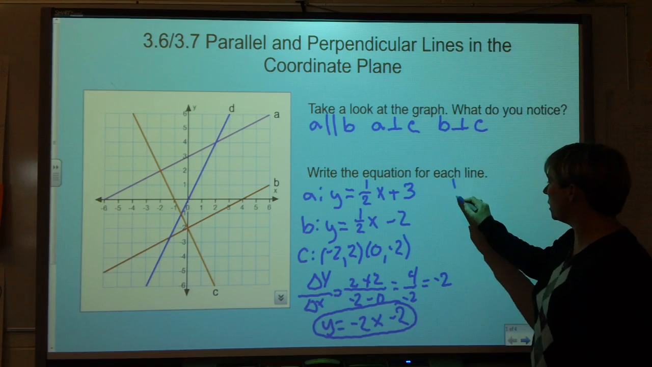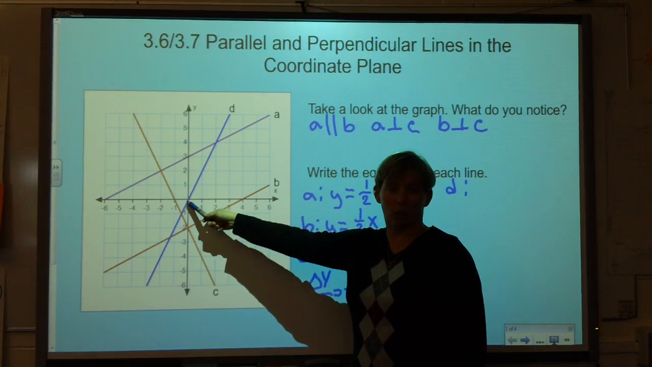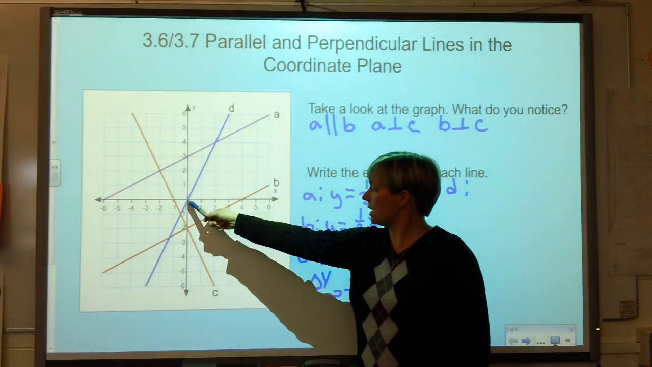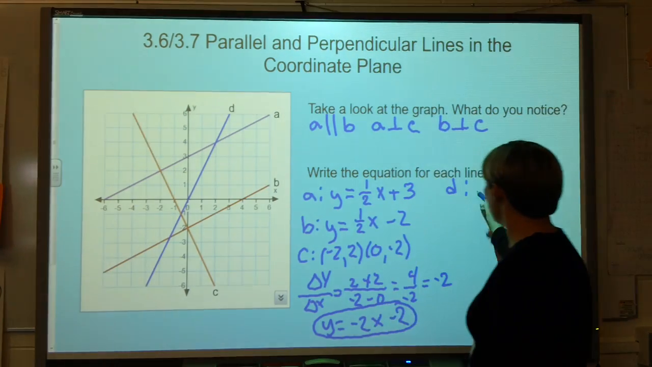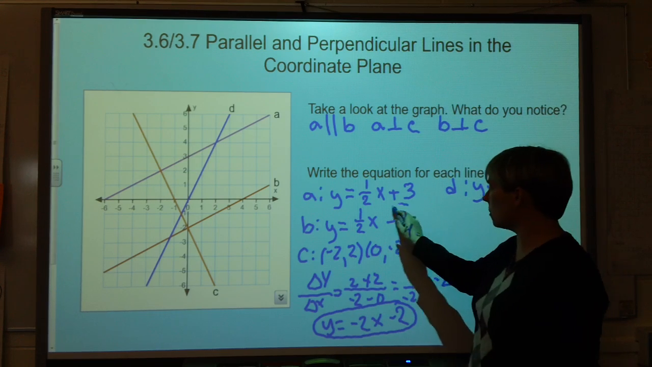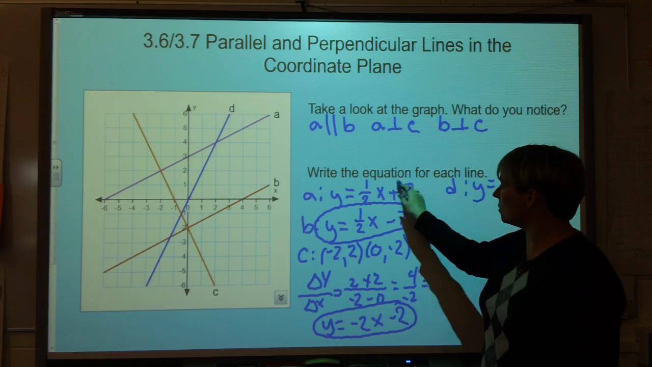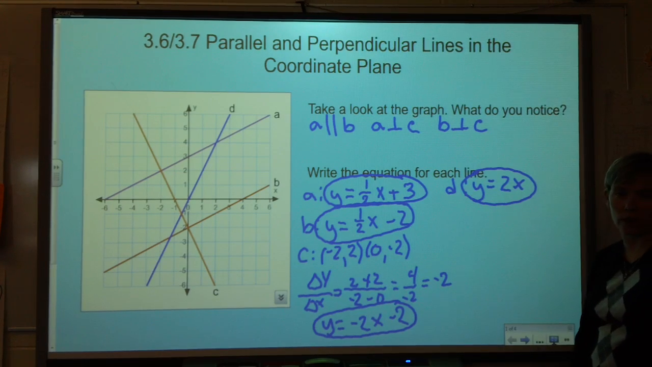I also need my equation for line D. When I look at D, I know my y-intercept is 0, because it's going straight through the origin, and I can tell I have a slope of 2 because I'm going up 2 over 1. So I get the equation y equals 2x. So again, just a little bit of review on writing those equations given a graph. Those would be my four equations there.